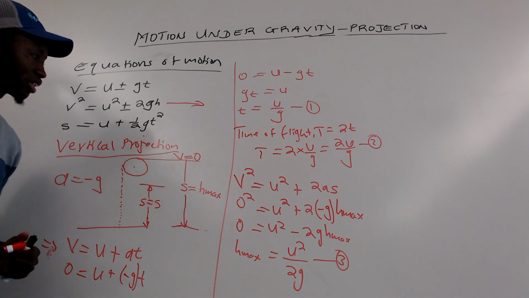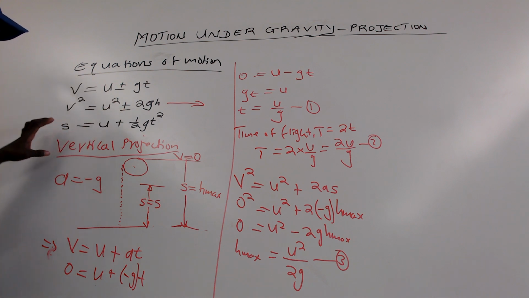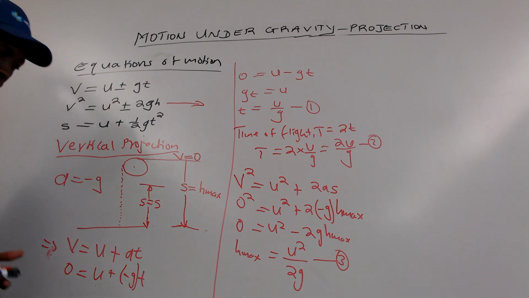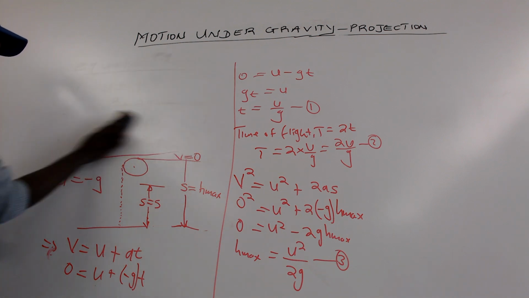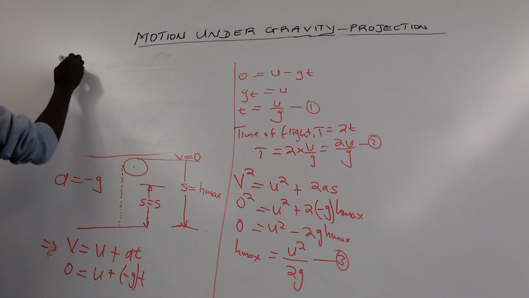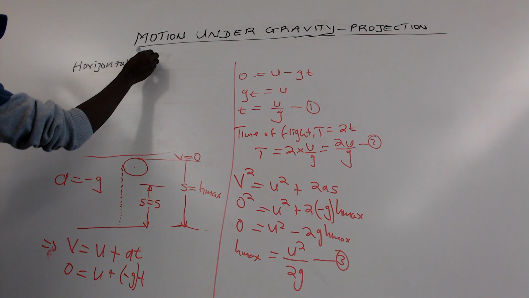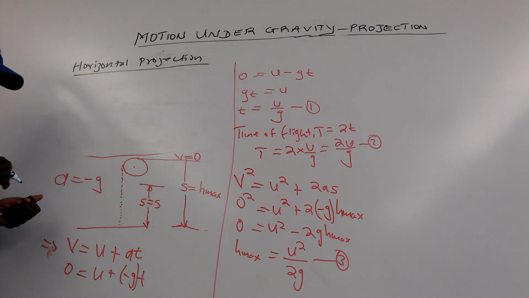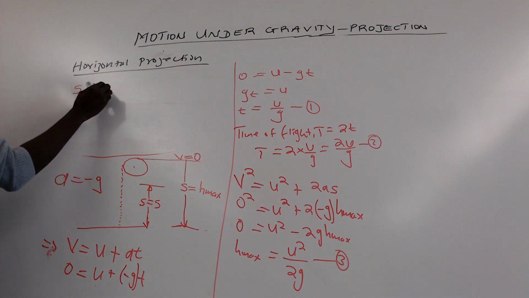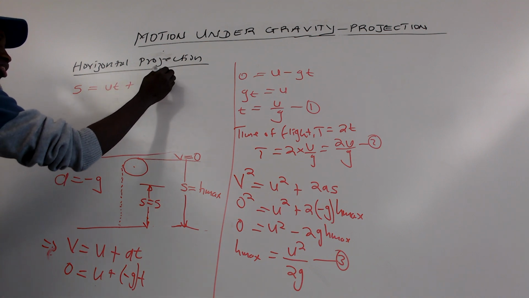After capturing this, the next point is horizontal projection. If we consider horizontal projection, we take from the equations of motion this equation: S equals ut plus half gt squared.